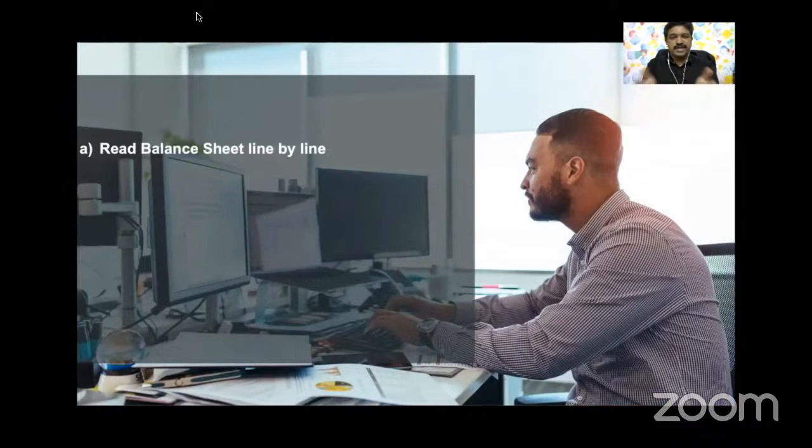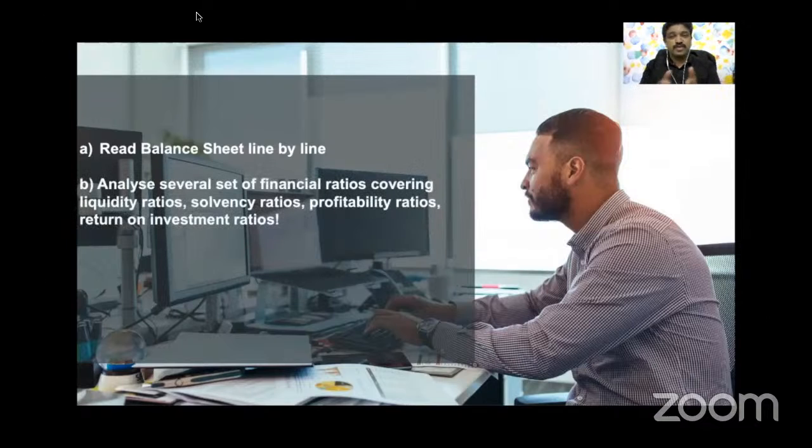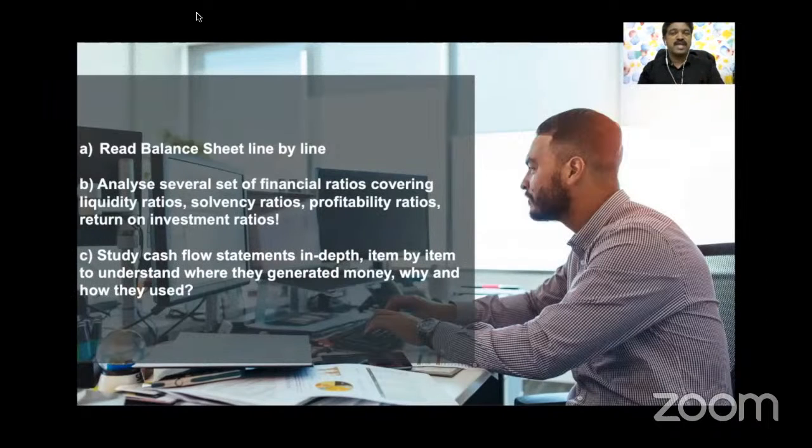you have to read the balance sheet line by line. You should focus or put your attention on every item in the balance sheet. You have to analyze various sets of financial ratios. There will be liquidity, solvency, profitability, return on investment ratios, various sets of ratios. Then you have to study the cash flow statements in depth. You have to focus on item by item. You should see where they generated money, where they have used, how they have used.